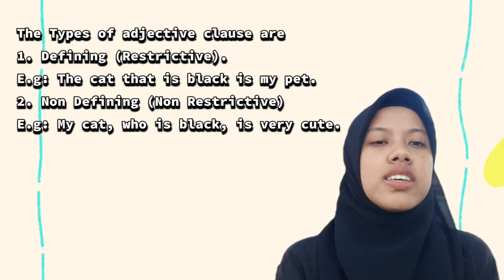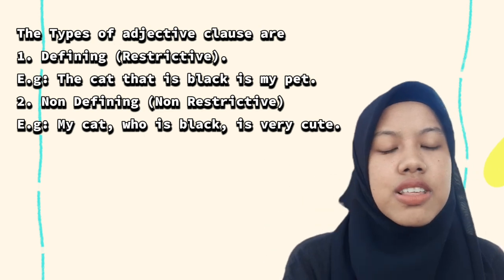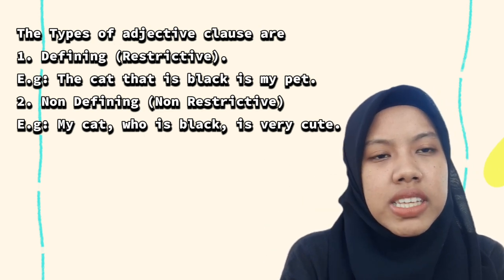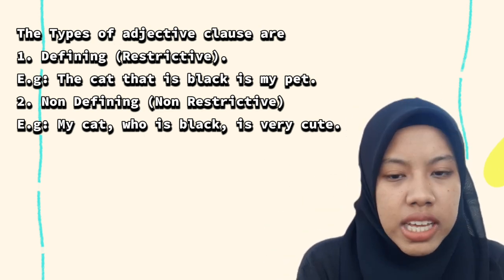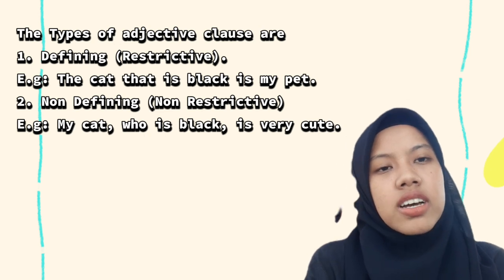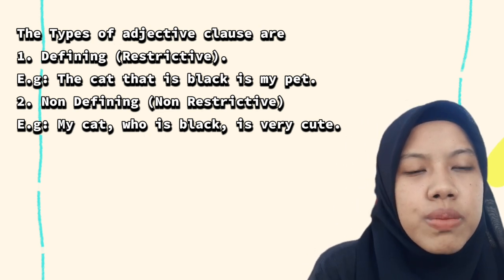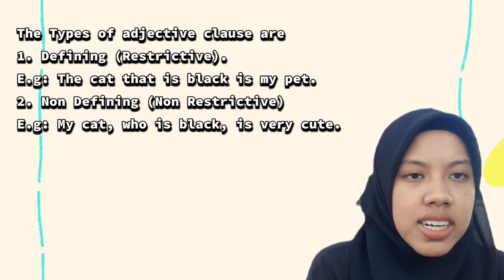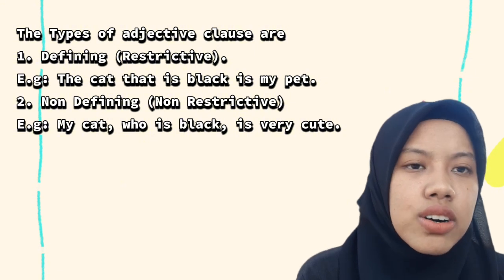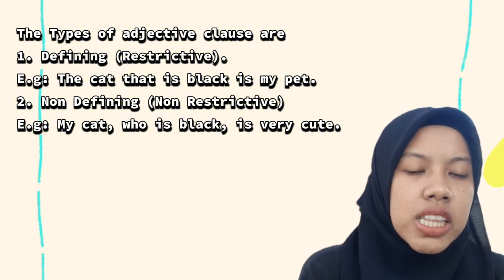And the types of adjective clause can be divided into two types. The first is the defining or restrictive adjective clause, which means defining or identifying the noun being described. And the second is the non-defining or non-restrictive adjective clause.